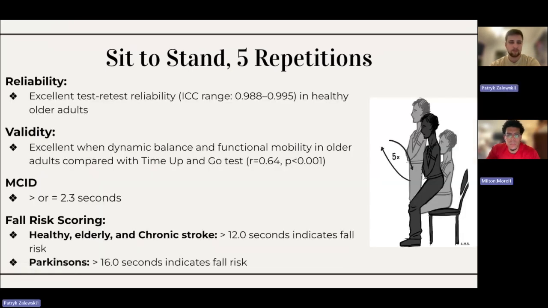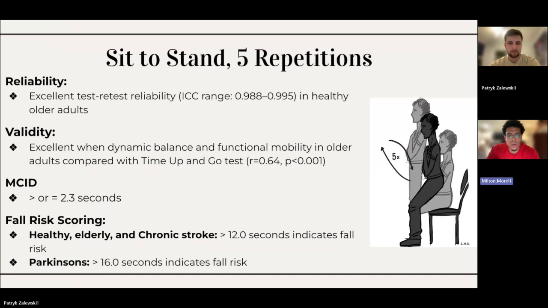And now what's the reliability for this? It turns out to be excellent for retest reliability in healthy adults, which makes sense. The patient's objectively doing everything and we're just assessing. The validity is excellent when assessing dynamic balance and functional mobility in older adults compared to the timed up and go test. The MCID should be greater than or equal to 2.3 seconds.